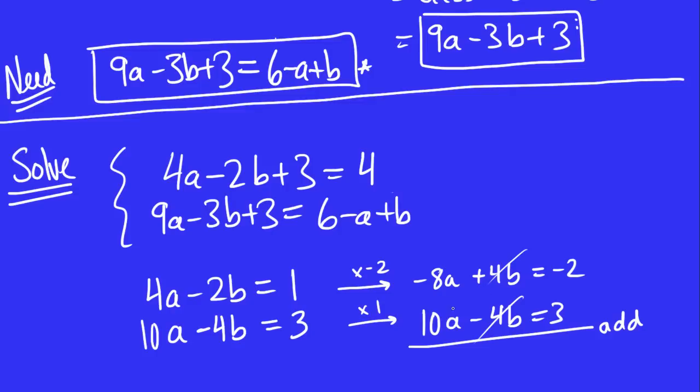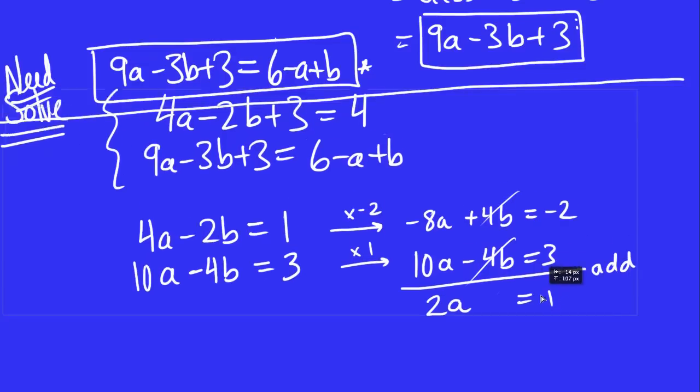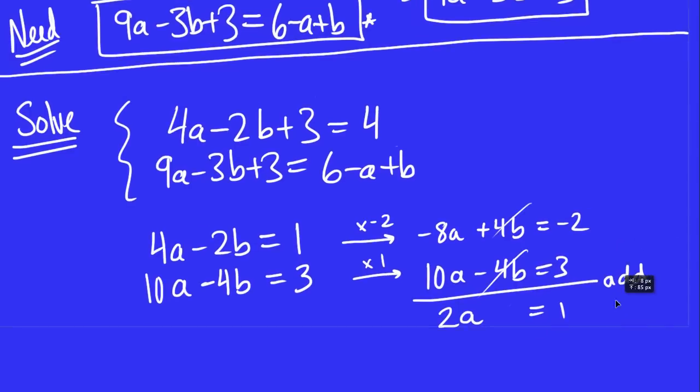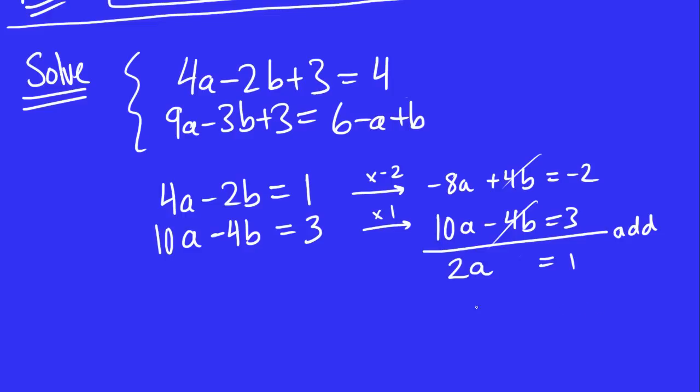What is negative 8a plus 10a? That's 2a, right? And this is like 0, so I don't even have to write it. And 3 plus negative 2 is 1. And so 2a is equal to negative 1. So that means that a is negative a half. We've just found a. So a is negative a half.